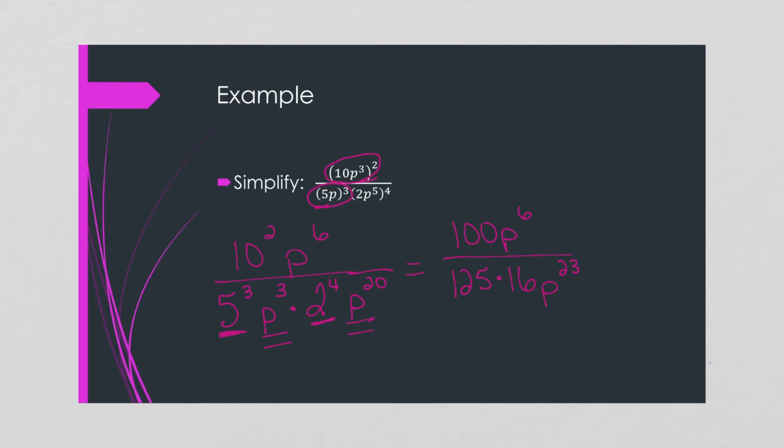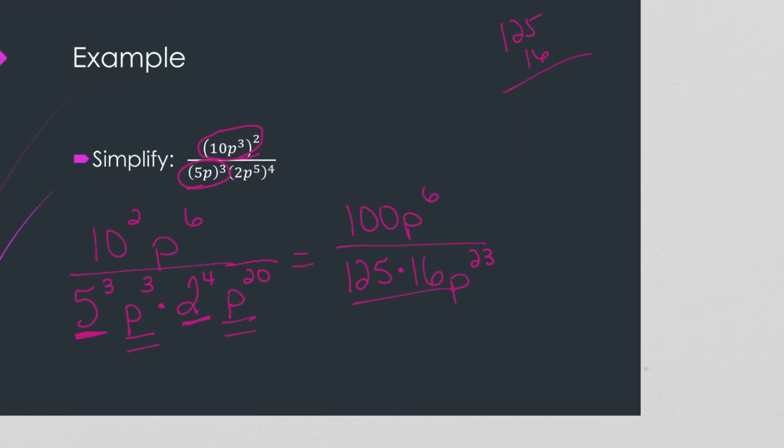Now, I don't know about you. Not that I can't do this math right here by hand. I totally can. 125 times 16. I just don't want to. Grab a calculator and do the math there. So I end up with 100 p to the sixth in the numerator, and I have 2,000 p to the 23rd in the denominator.